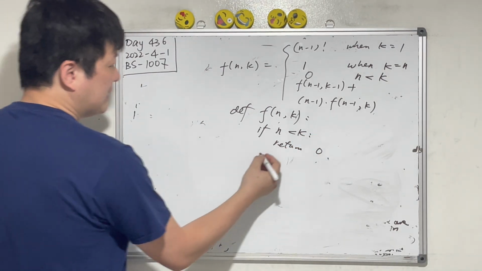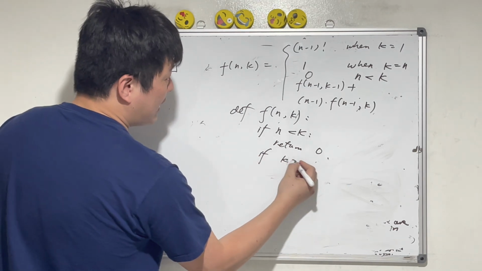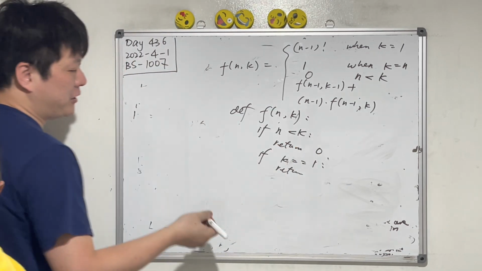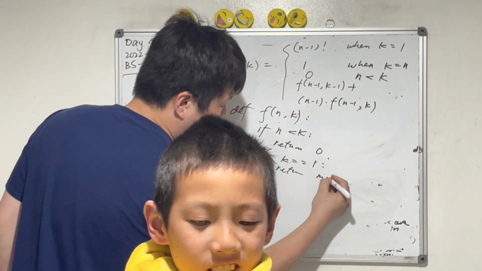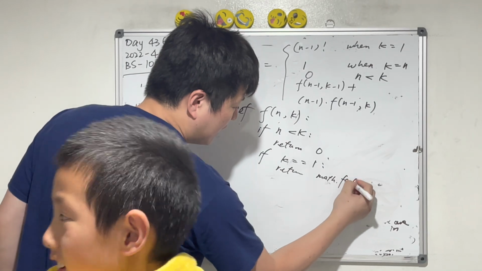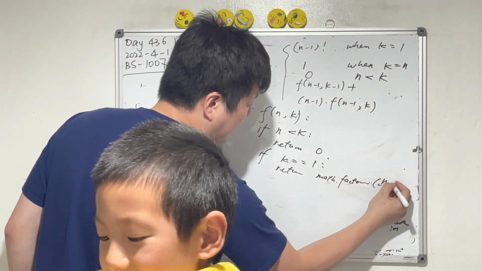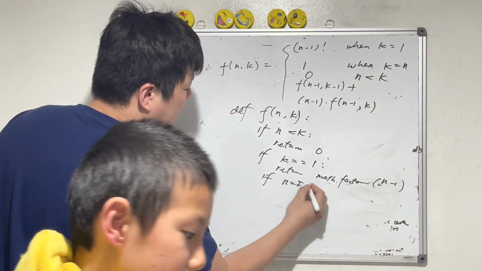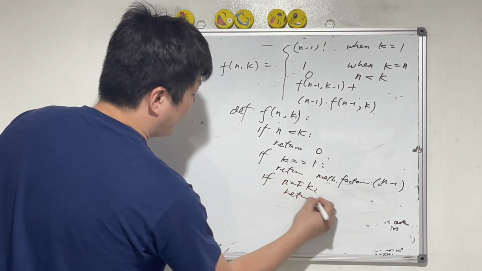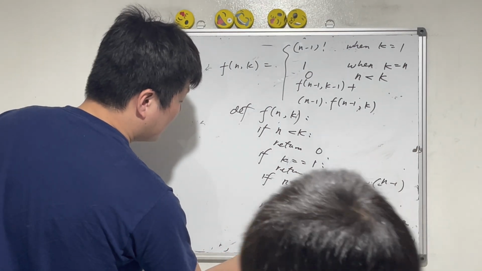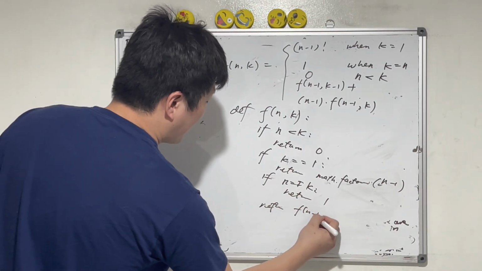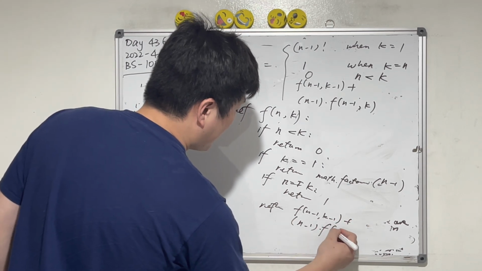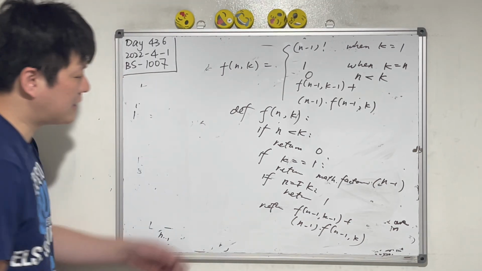Okay? So if K is 1, return (n-1) factorial. We can use the math factorial function. If n equals K, we return 1. Otherwise, we return F(n-1, K-1) plus (n-1) times F(n-1, K). Okay, so that's the recursion.